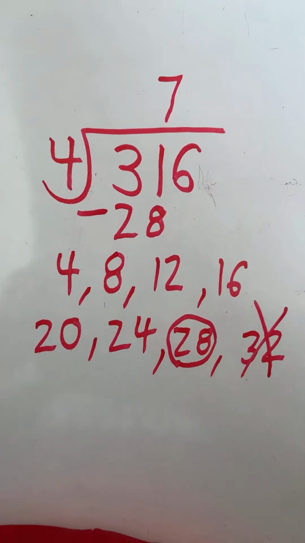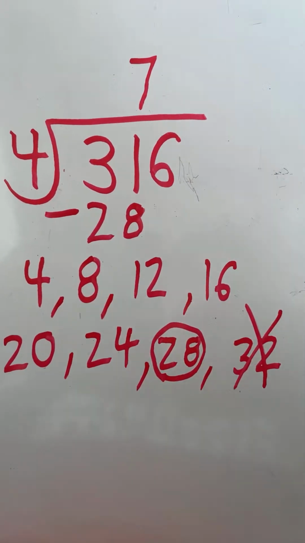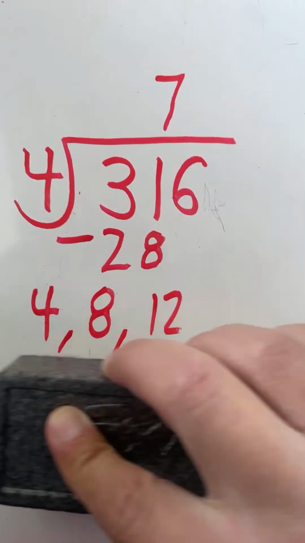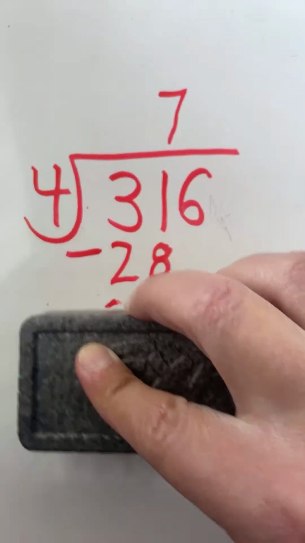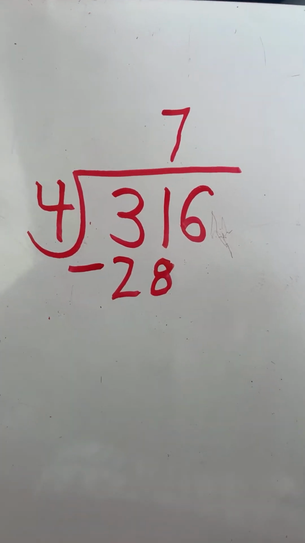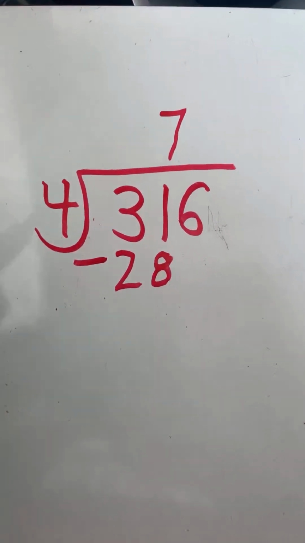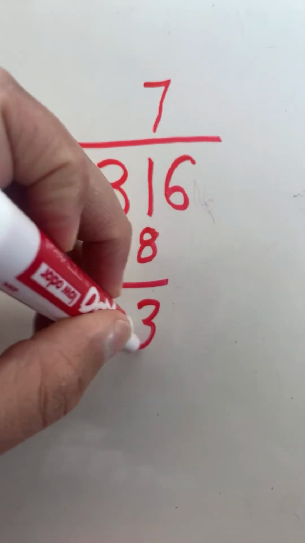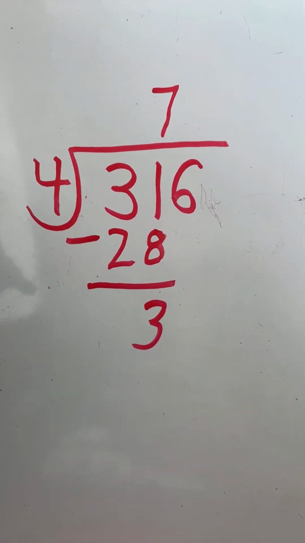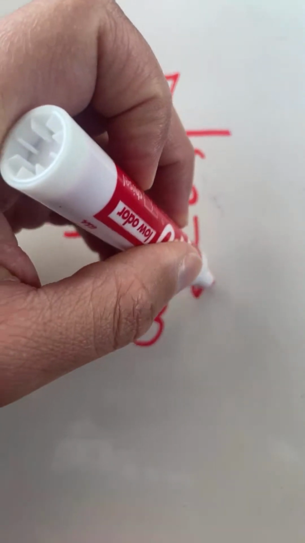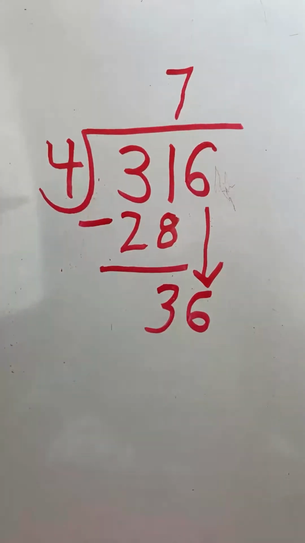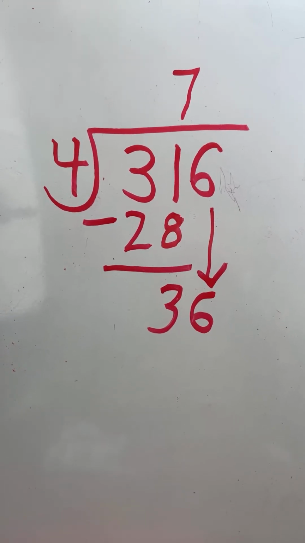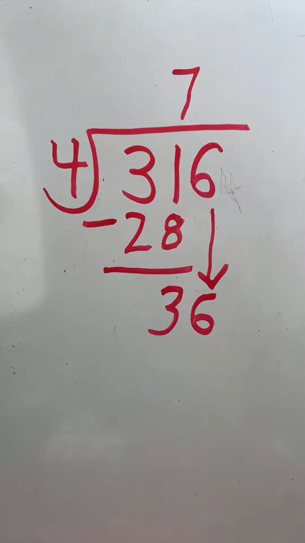So the next step is I'm going to do 31 minus 28 to figure out what our remainder is. 31 minus 28 equals 3, so we have a remainder of 3. Next, we bring down the 6. And now I have to figure out how many groups of 4 go into 36 to get our final answer.